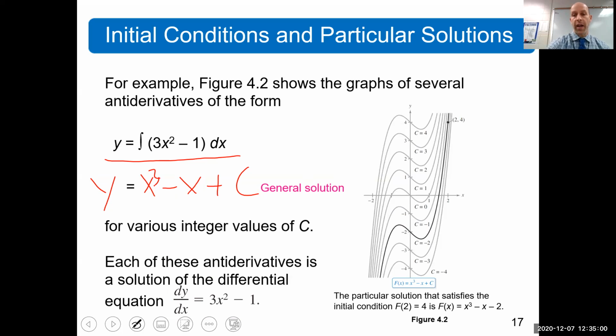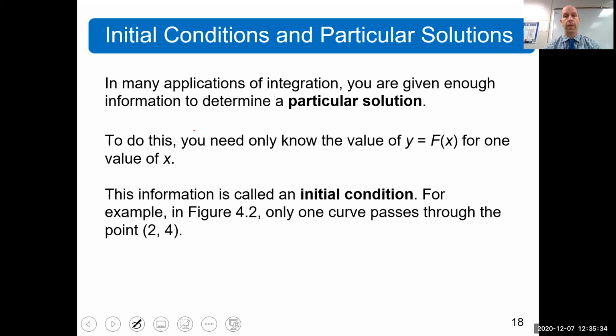And for any c, as we can see here, these are all cubic curves. In this case right here, I'll try to draw this one, which I kind of hit. That is the case when c is equal to 0. If c is equal to 1, then it's the one right above that. Each of these antiderivatives is a solution for the differential equation dy/dx equals 3x squared minus 1. So this should look kind of familiar because that's what we had in here.